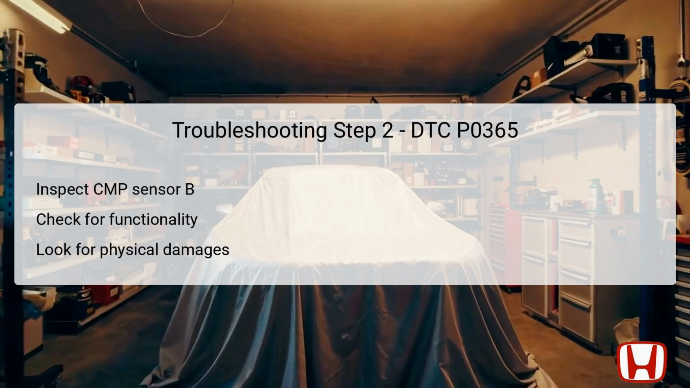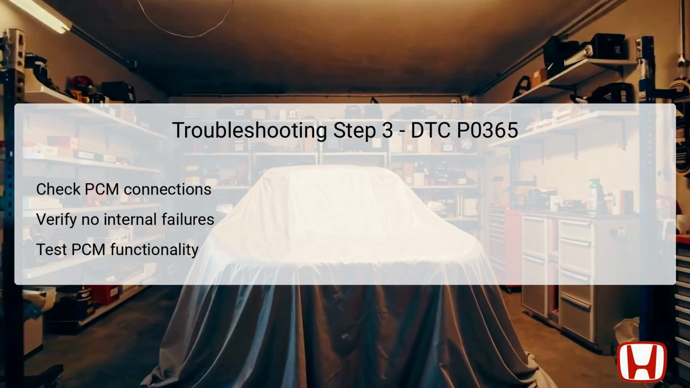Moreover, a visual inspection should be performed to ascertain the integrity of its housing and the alignment of the rotor. A malfunctioning CMP sensor B can lead to incorrect signal transmission, making it vital to confirm its effectiveness before proceeding with more complex diagnostics. If the CMP sensor B appears to be functional, but the DTC persists, the next step involves checking the connections to the powertrain control module, or PCM.